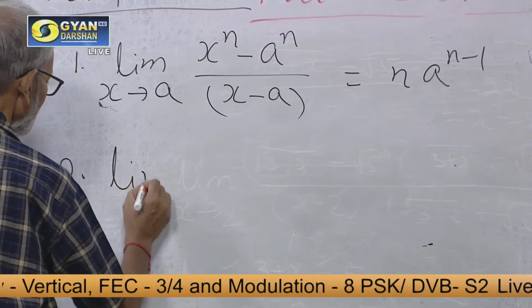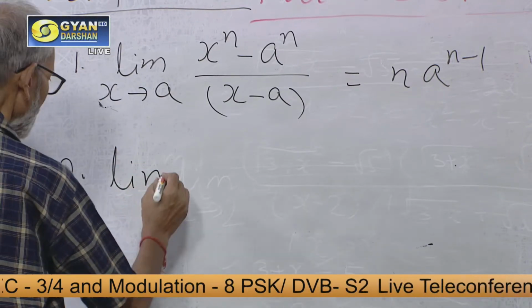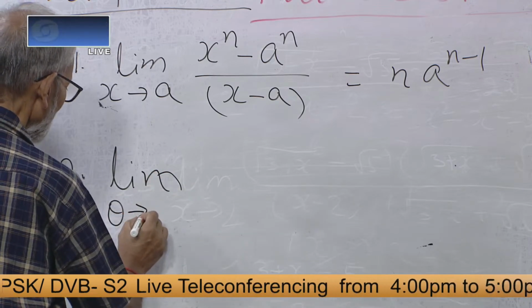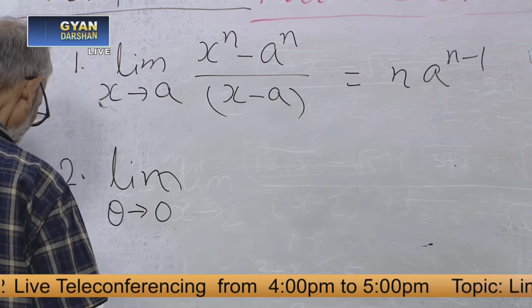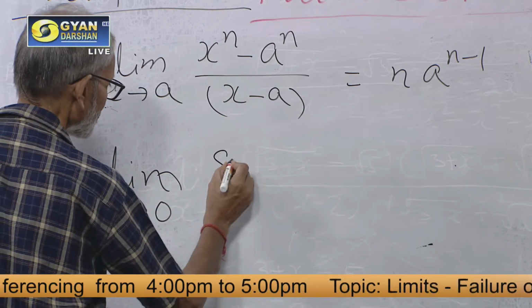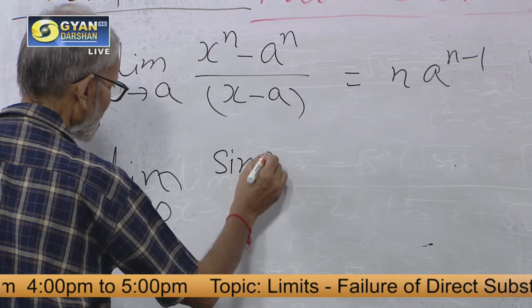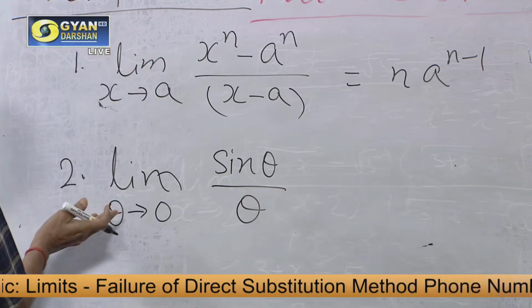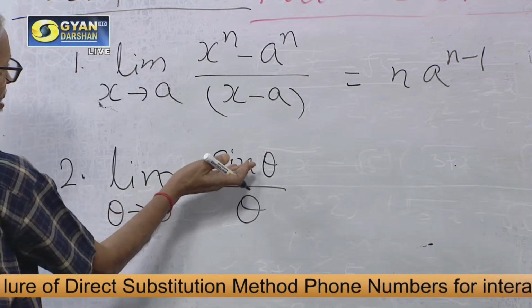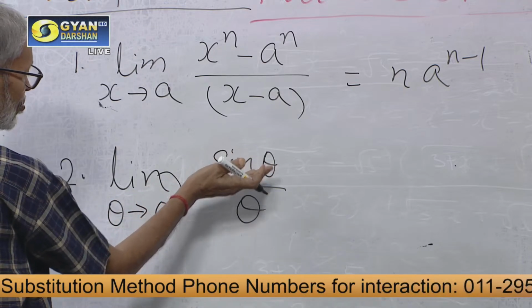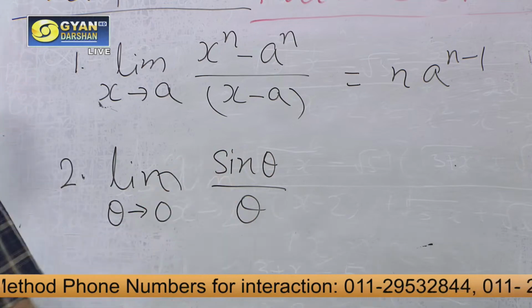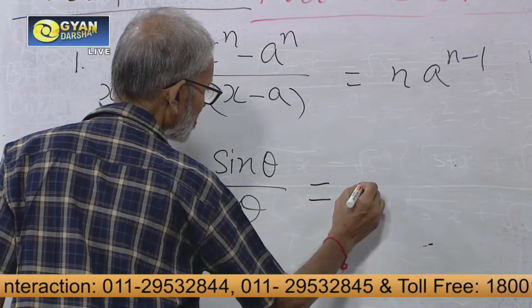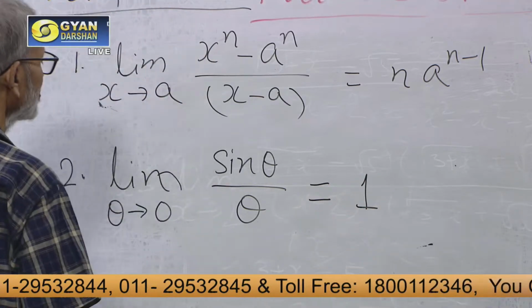Another limit. Suppose a trigonometric function is there, theta tends to 0, sin theta upon theta. So, if you put the direct substitution, sin theta will become 0 and this will become 0. So, it comes out to be 0 by 0, but this you should remember, this comes out to be 1.